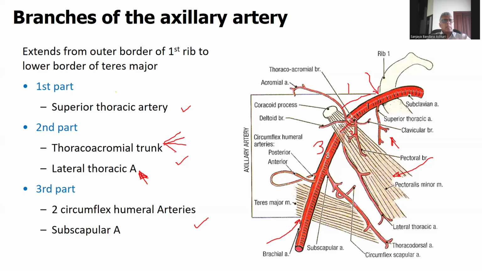I think this is also important when it comes to scapular anastomosis, and all. We'll talk about it later. Then from the third part, you have two circumflex arteries, anterior and posterior circumflex humeral arteries, and the subscapular artery. So these are also important when it comes to scapular anastomosis, especially this one.